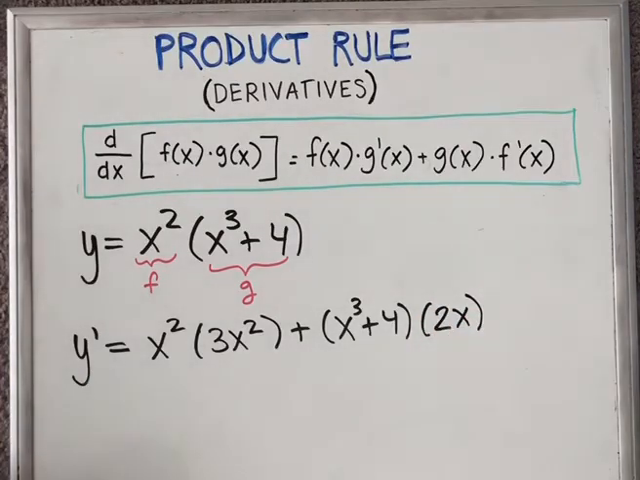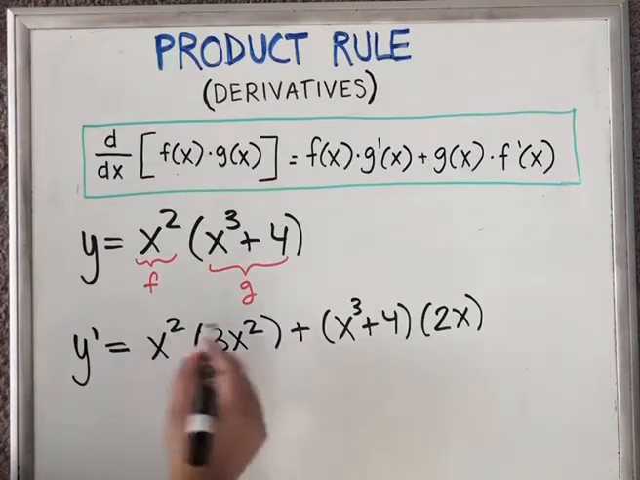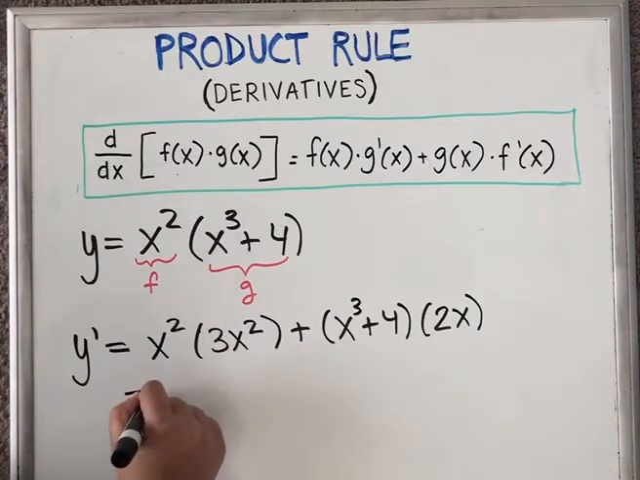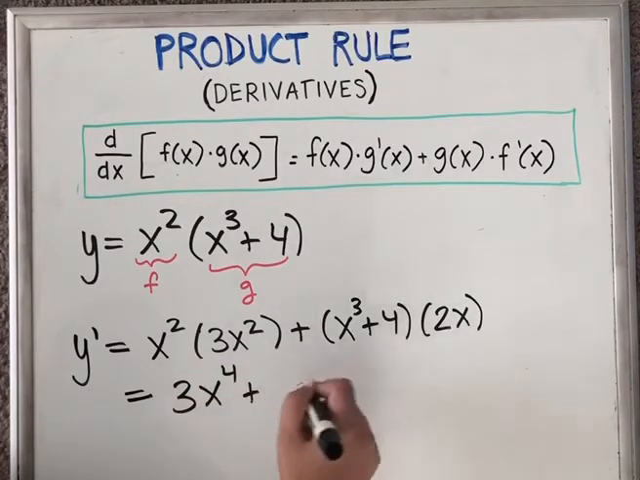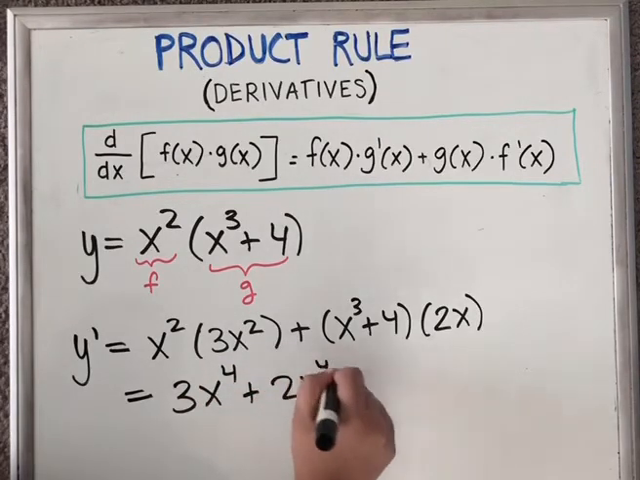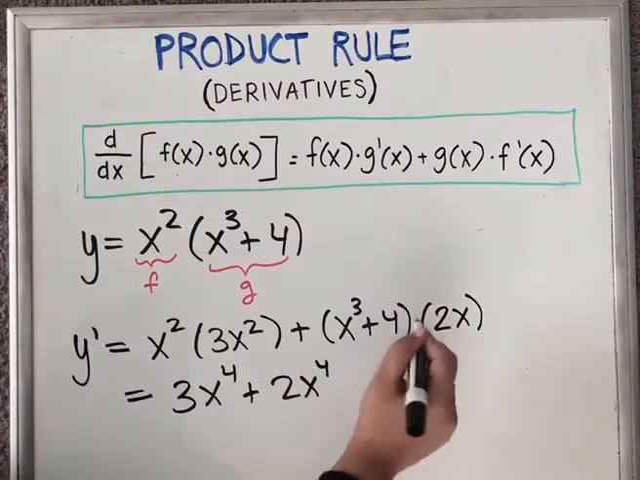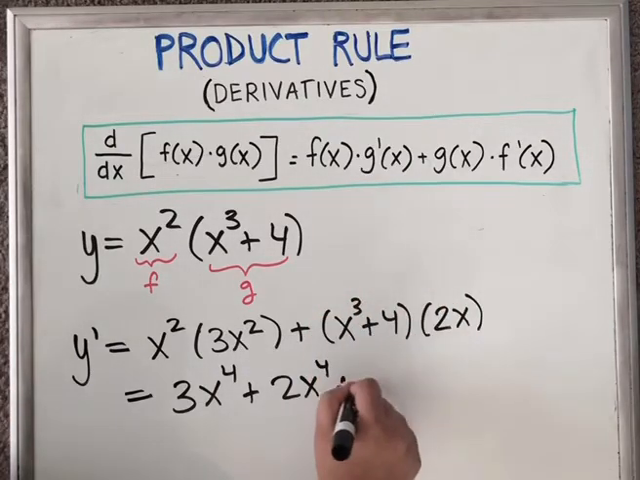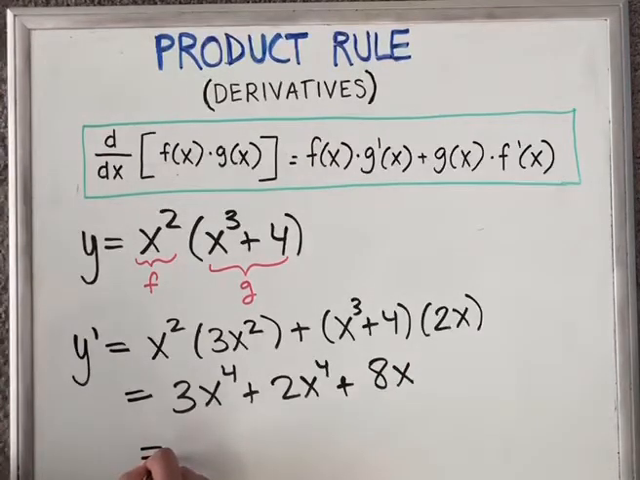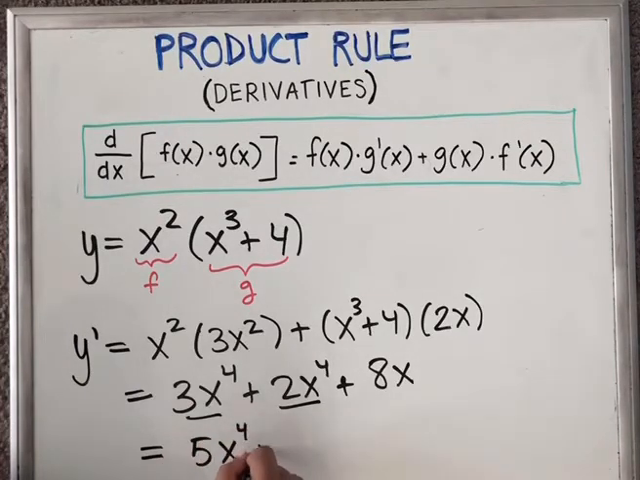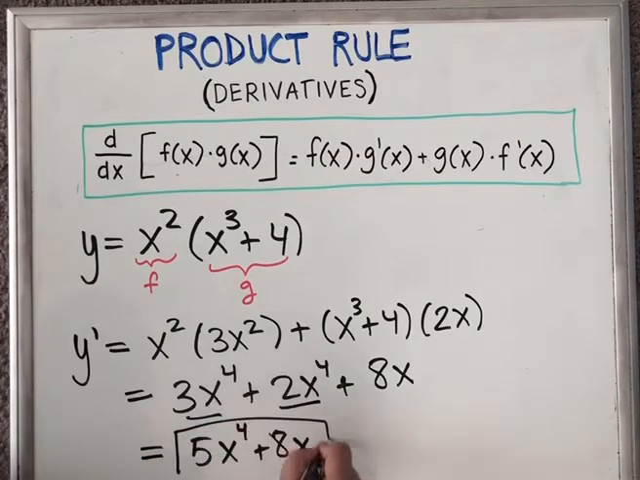Then we just go ahead and FOIL that out. So this is going to equal 3x to the 4th plus 2x to the 4th. That's 2x times x cubed, and then plus 8x. Then simplifying that down a little bit more, combining like terms, we get 5x to the 4th plus 8x. And that would be your final answer.